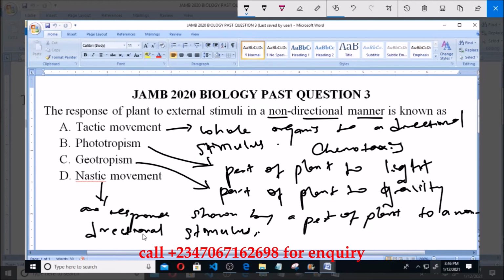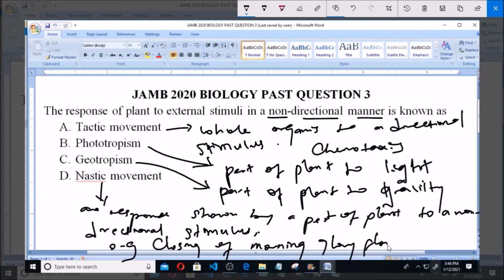An example of nastic movements includes the closing of the morning glory flower, the closing of the leaf of the morning glory flower when light intensity is low. When light intensity is low, it's an example of a nastic movement, because part of the plant responds to a non-directional stimulus, and so therefore option D is the correct answer to this question.